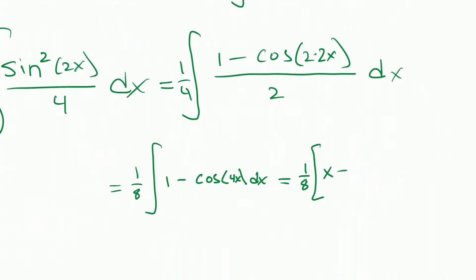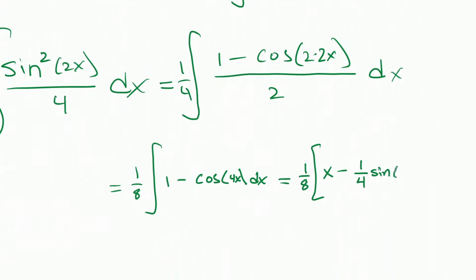I don't need to because I know that the antiderivative of cosine is sine, and because of this 4x, I end up dividing by 4. It's just that we've done this so many times that I feel like we don't really need to write down all the substitution. I would encourage you, though, to always double check your work.